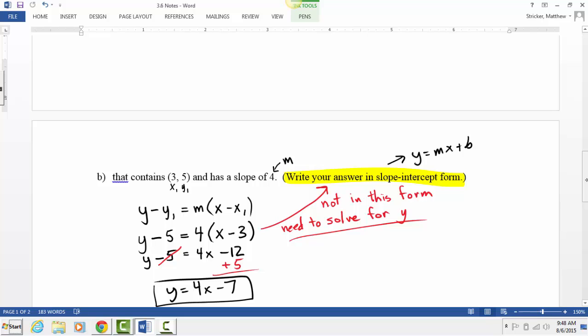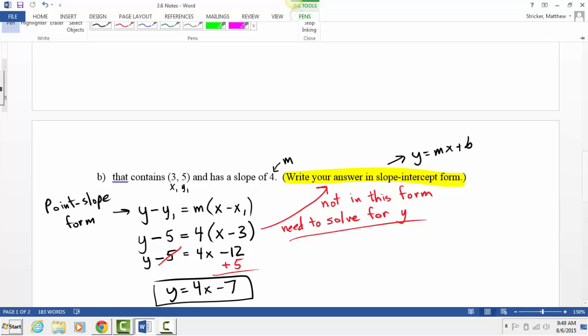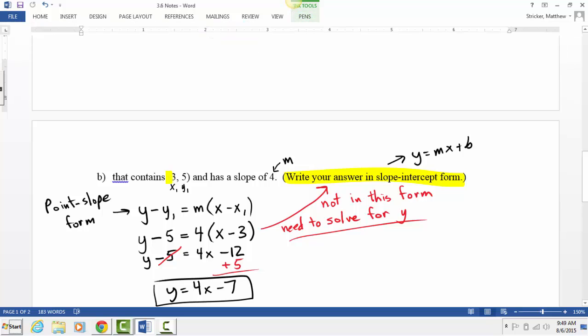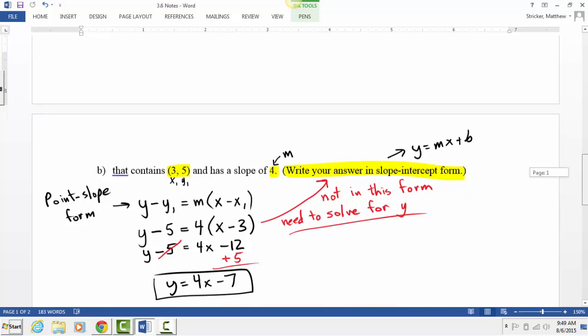Notice that we used point slope form. This is point slope form. And what were we given in the problem? We are given a point and a slope. We are given a point and a slope, hence why it's called point slope form.